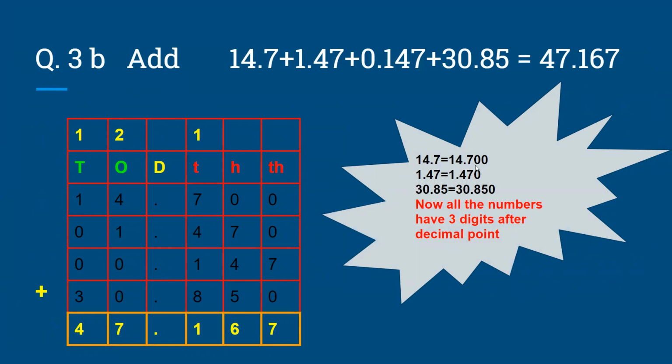So we will put the zeros so that all the numbers have 3 digits after decimal. In 14.7 also, 1.47 also, and 30.85 also. We put zeros according to their requirement so that after decimal, all the numbers will have 3 digits. So after making them equal, we will make the place value chart. Then we will write these numbers. Let us start addition now.